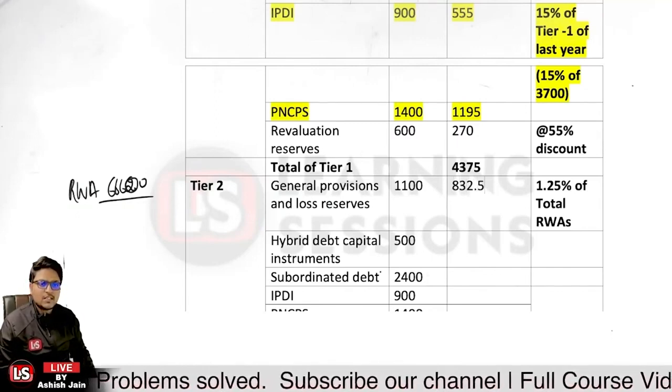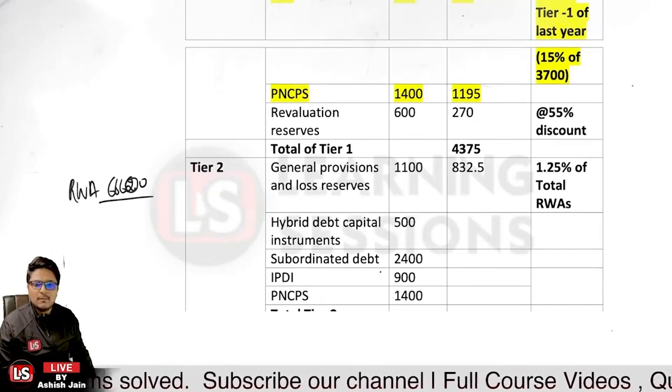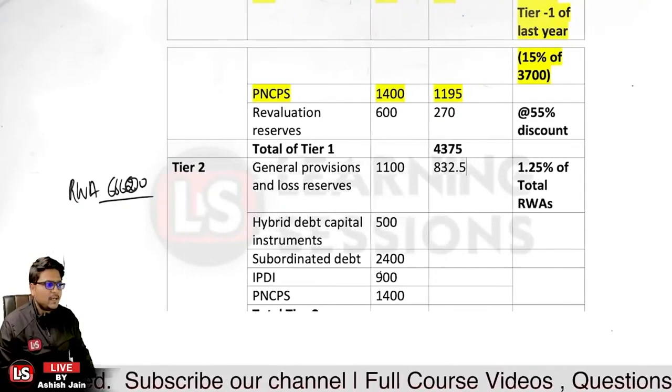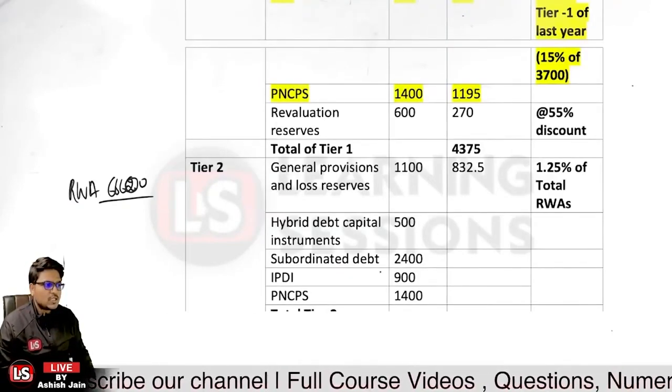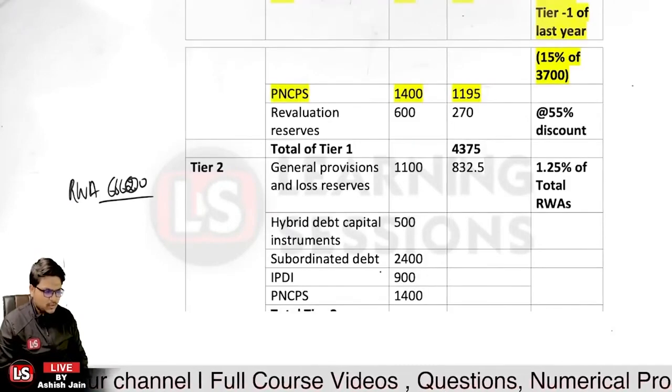Are you getting this particular point? And after that, it is related to hybrid debt capital instruments. So this amount will be considered as such. So it is equal to 500.